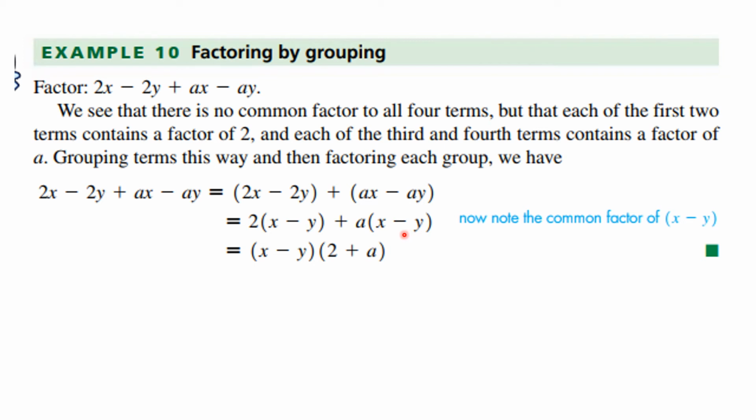But now look what happens, and that's why I was saying that the first and last thing you do in a factoring problem is look for the greatest common factor. We see that x minus y is a factor here, and x minus y is a factor here, so I can pull that out, and I have x minus y times 2 plus a.